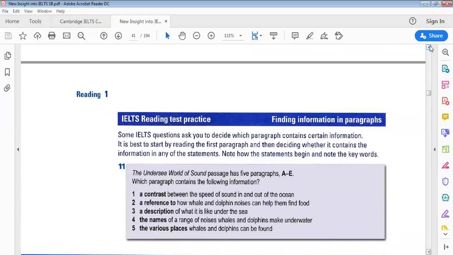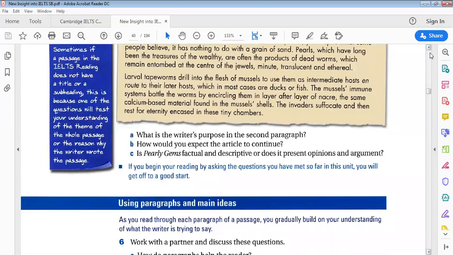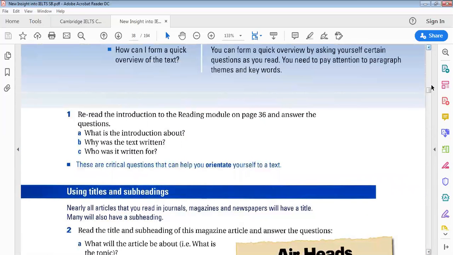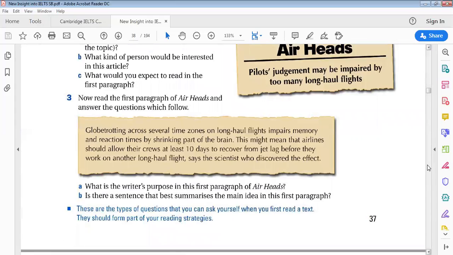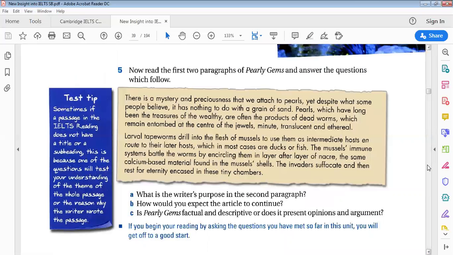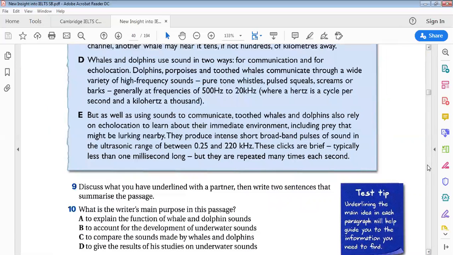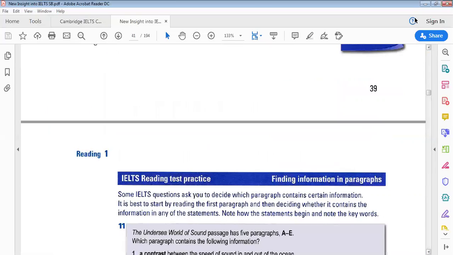So we will look at what we learned so far. We have to look at the main ideas, because main ideas give us the overview. First, we look at titles and subheadings and guess the overview of the paragraph. Each paragraph gives us main ideas, and the topic sentence explains the main ideas.